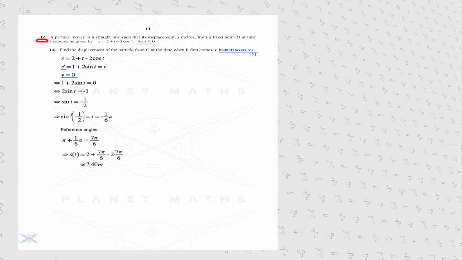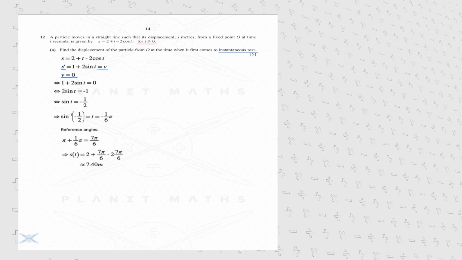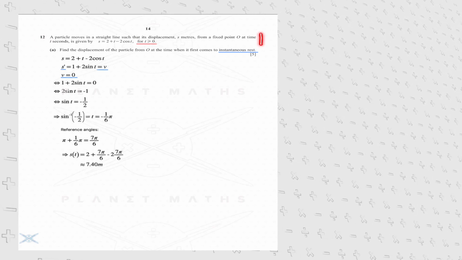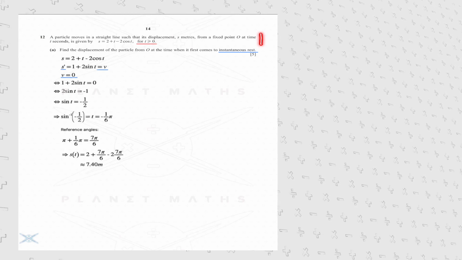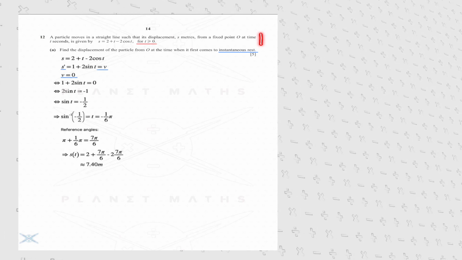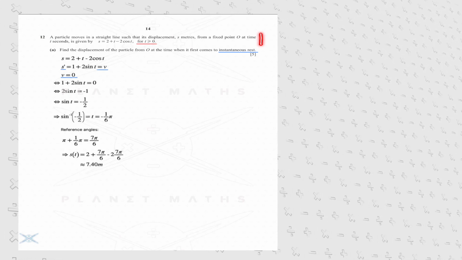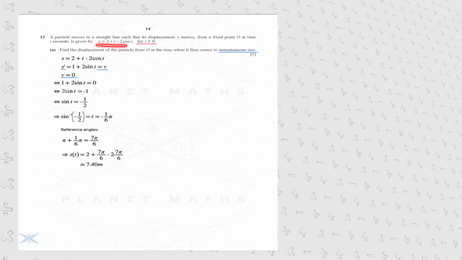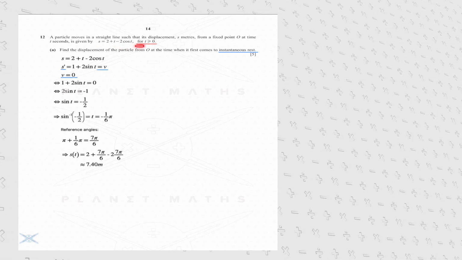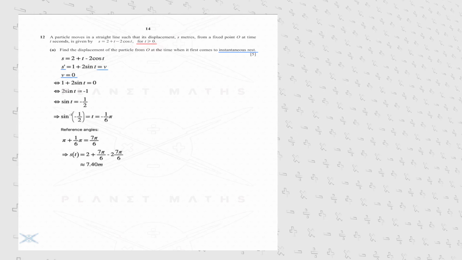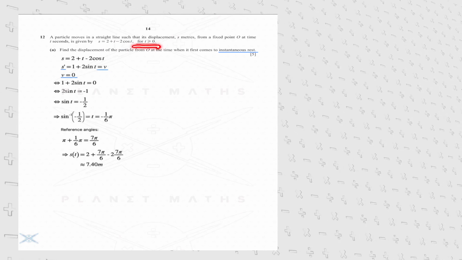We have now reached the final exercise of this exam paper. It is stated that a particle moves in a straight line such that its displacement s meters from a fixed point O at time t seconds is given by s equals 2 plus t minus 2 times cosine t, for t being 0 or larger, which makes sense since time for this type of exercise is never negative.